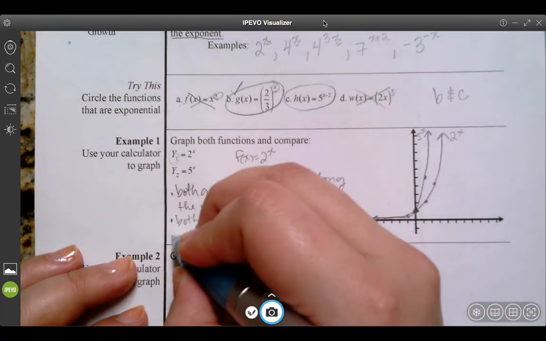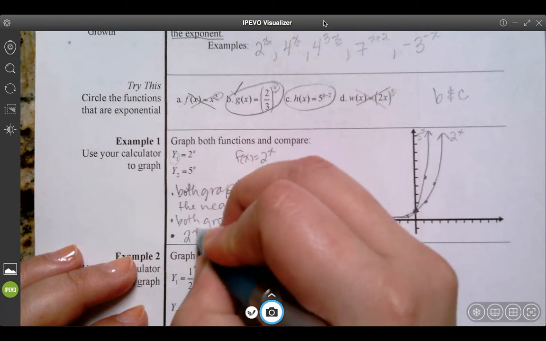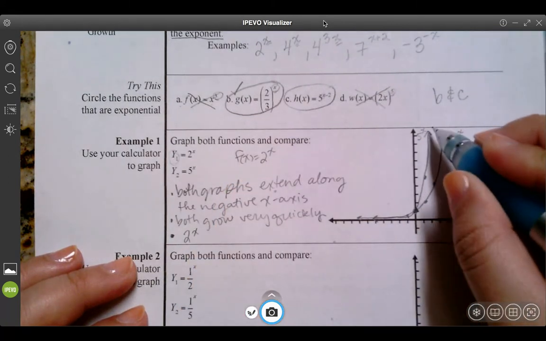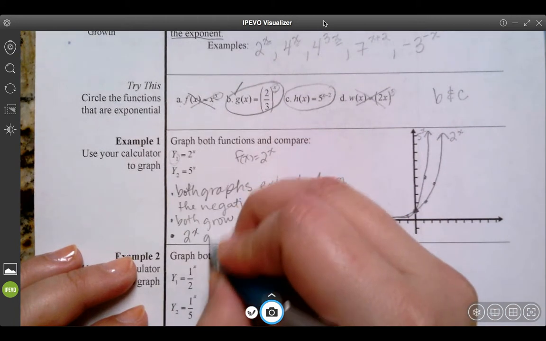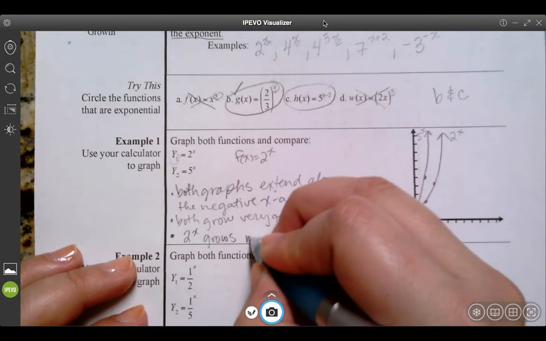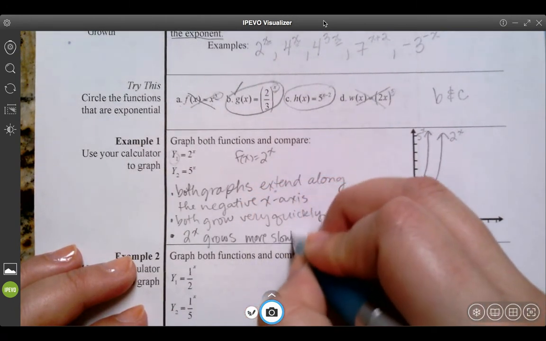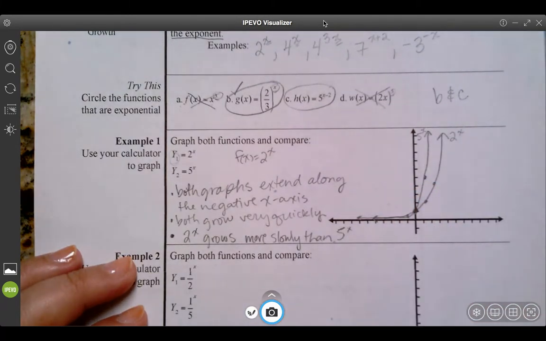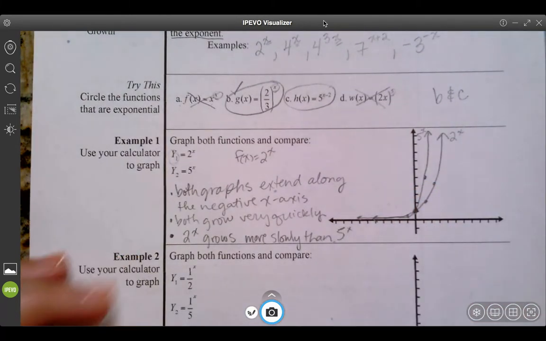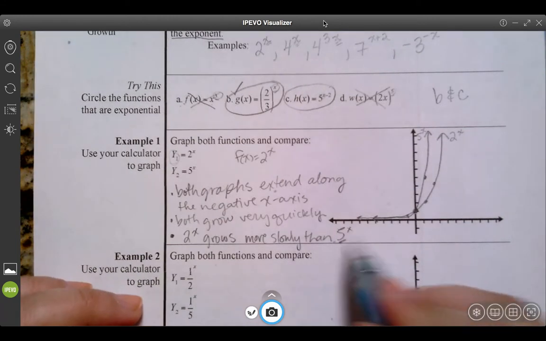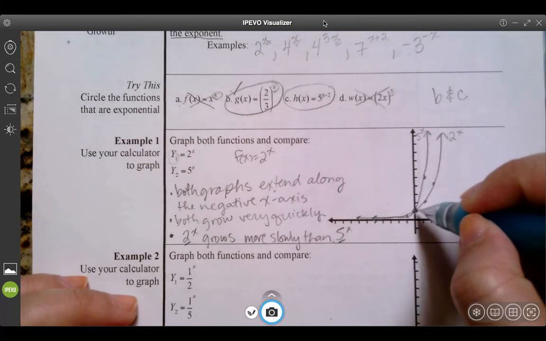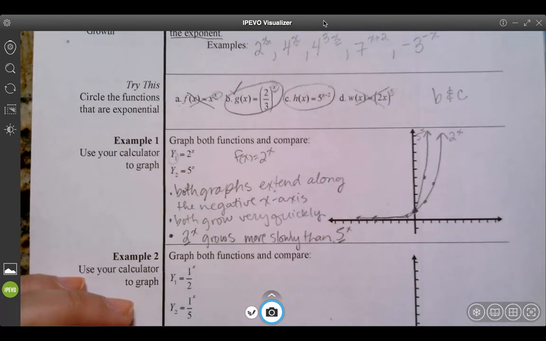But one of the differences is that 2 to the x, that was this one, grows less quickly than 5 to the x. Grows more slowly. I'm not sure if that's the proper English, but 5 to the x grows even faster than 2 to the x. And notice that has to do with the base. So the smaller the base is, the less steep the graph will be.